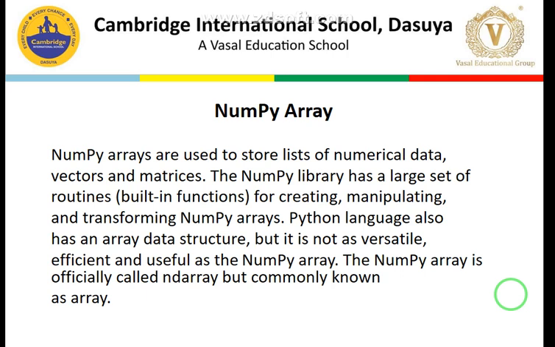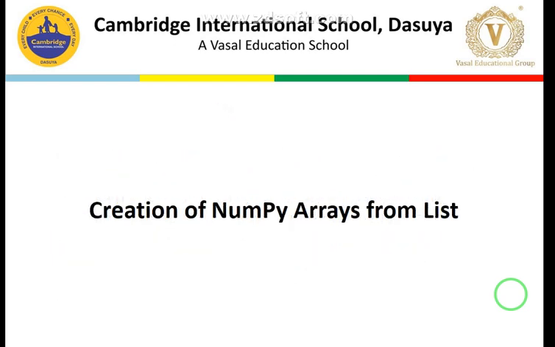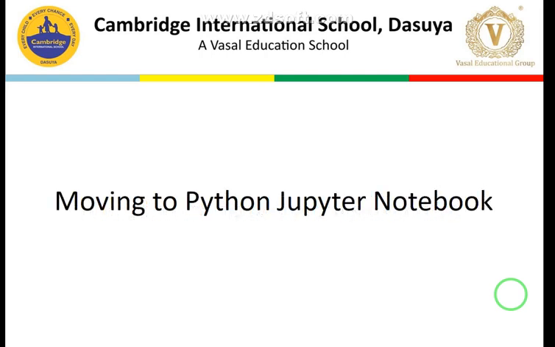Python language also has an array data structure, but it is not as versatile and efficient as the NumPy array. NumPy array is officially called ndarray. ndarray is basically n-dimensional, the number of dimensions. So that's why this is called a multi-dimensional array, but commonly known as array. So students, now we have become familiar with the language of NumPy. Now it's time to see how to create a NumPy array from a list. So we'll do this first practical. So now move to the Jupyter notebook.